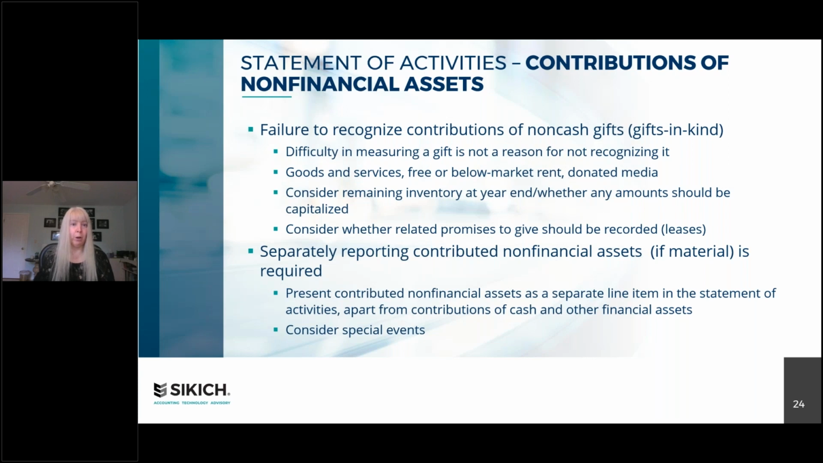So often free or below market rent could be missed, goods and services, donated media. Consider whether you've got donated inventory at year end, whether any of those amounts should be capitalized. And also just remember that we need to separately report those non-financial assets separately from the contributed financial assets.